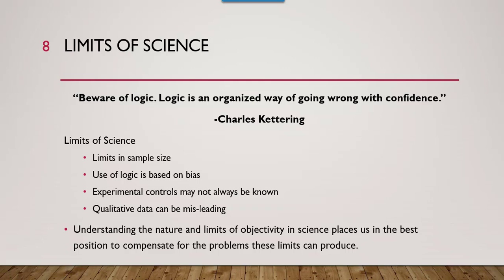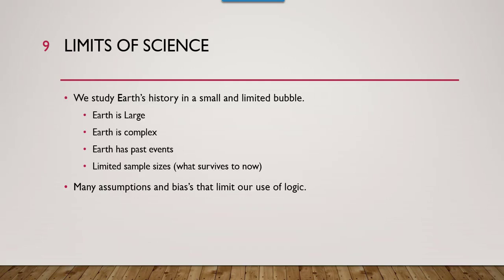There are sample size problems, there's logic, biases, different control variables, looking at qualitative data versus quantitative data, and so on and so on. Understanding the nature and limits of these will help us utilize models more appropriately and bring some erroneous results of science kind of back under control.